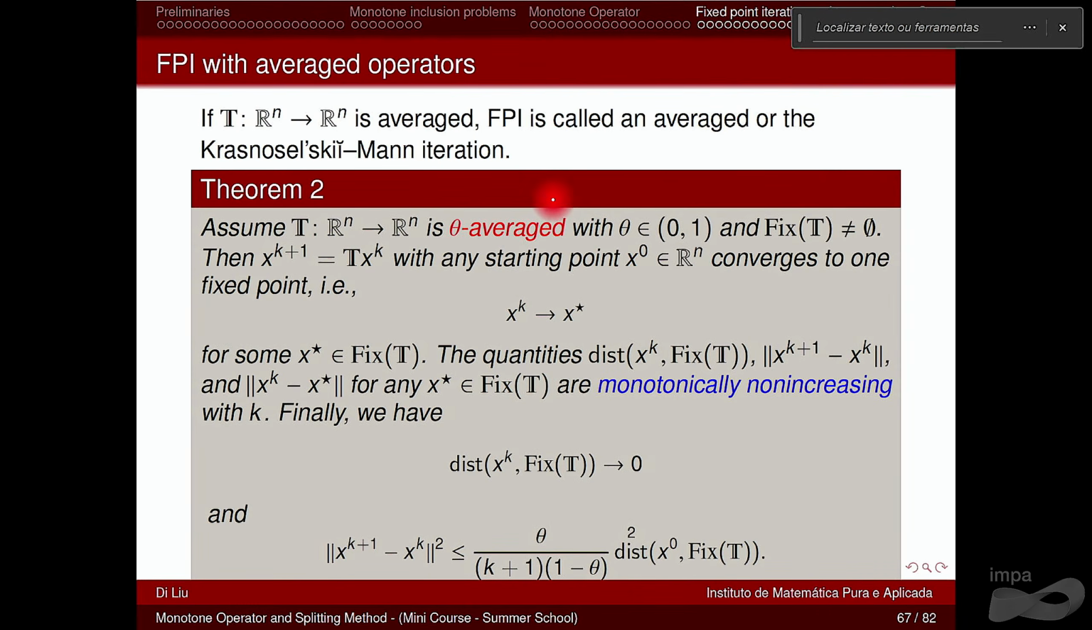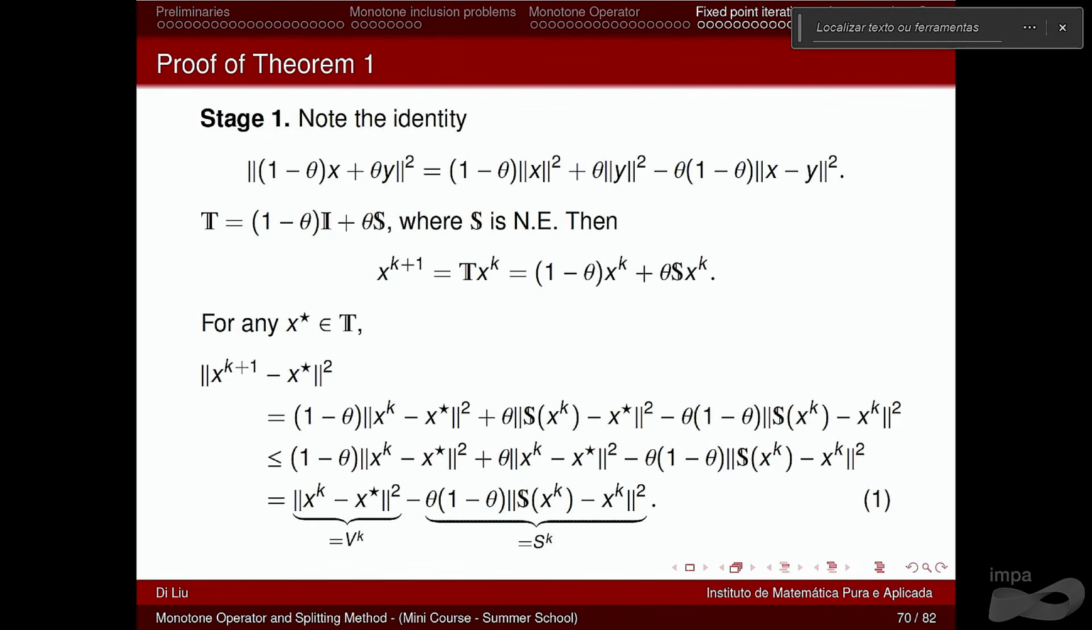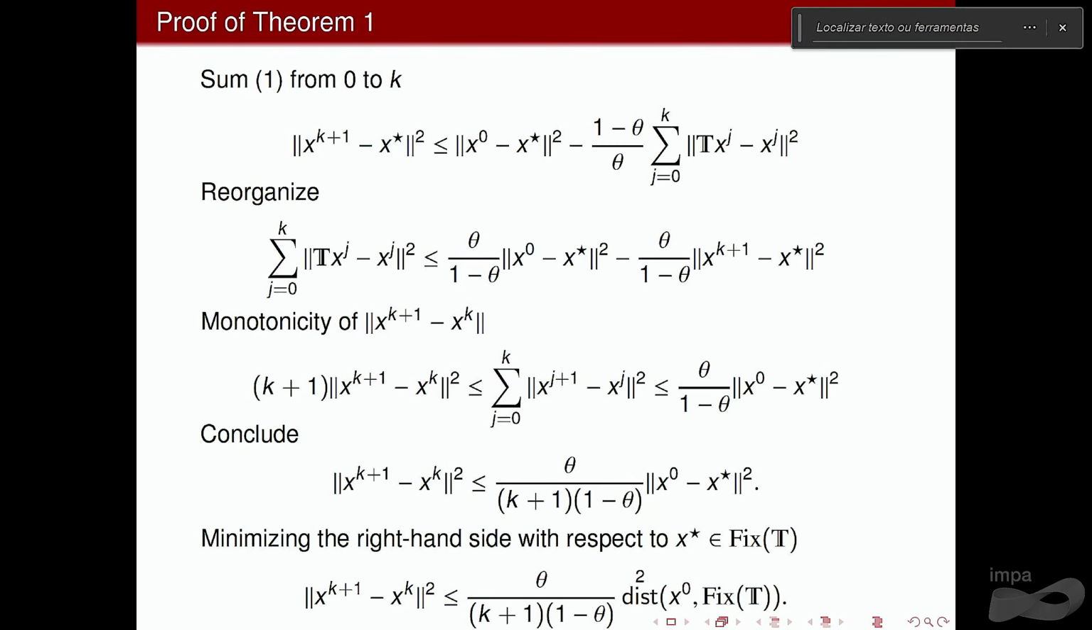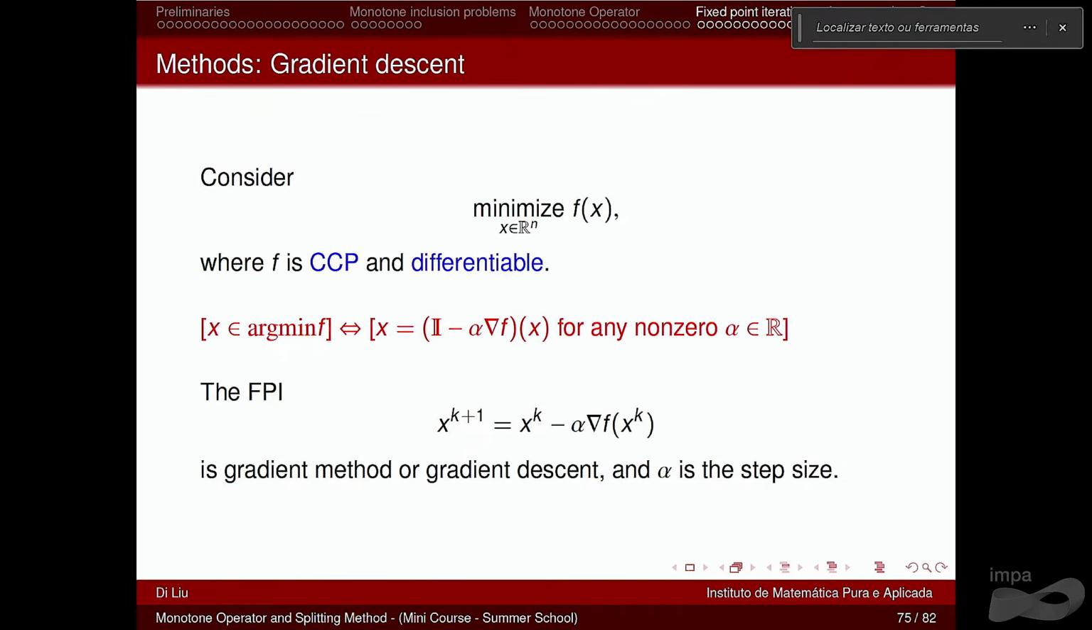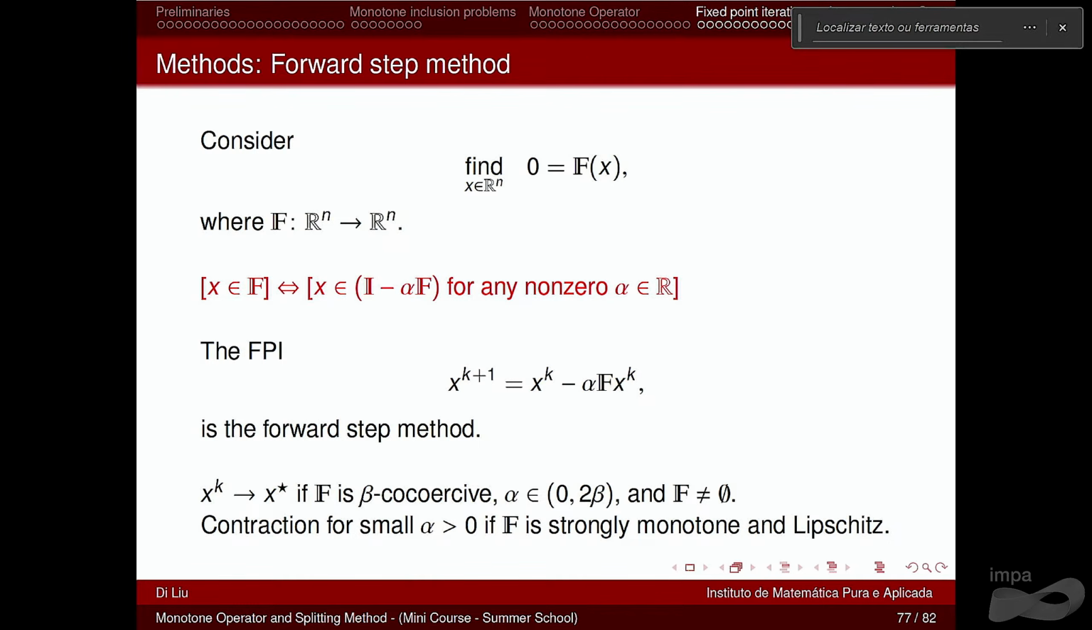here, if we use the definition of theta-averaged, we can just assume f is L-smooth without any strong convexity assumption, okay? And then we consider the forward step method.